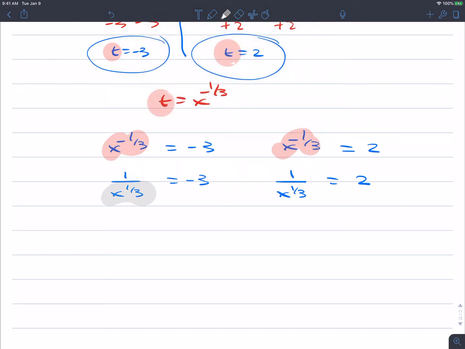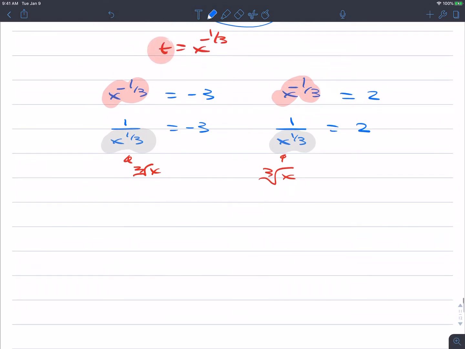Now, x to the 1/3 down here in this denominator, we want to know what that definition is again. To remind you, that's the cube root of x, and this is the index. So altogether, we have 1 over the cube root of x is negative 3, and 1 over the cube root of x is positive 2. I'm going to write these things as fractions because now you have what's called a proportion, equal ratios, and we get to now cross multiply.